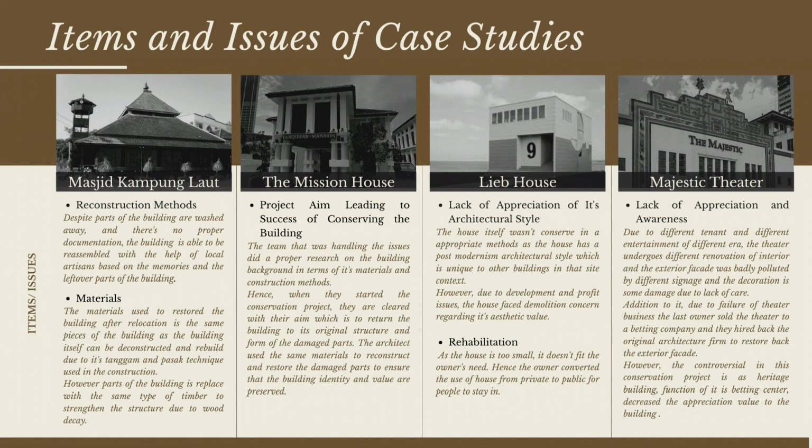From the second case, the project team has a clear aim on what to conserve, leading the project to be successfully conserved. The team handling the project did proper research on the building background in terms of its materials and construction method. This led to the building identity and value being preserved successfully. However, in both Leap House and Majestic Theatre cases, I also learned that despite having great values, lack of appreciation from the public and lack of research of the surrounding context before rehabilitation will also cause the project to fail.